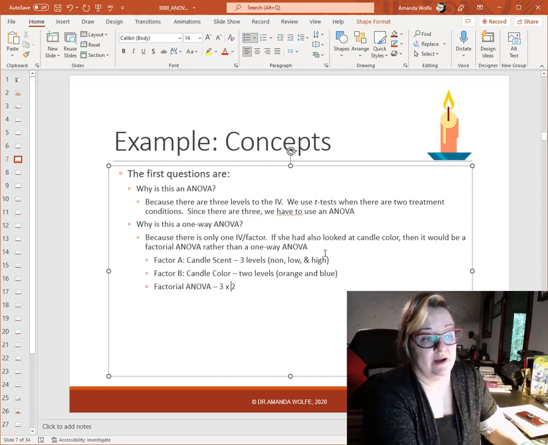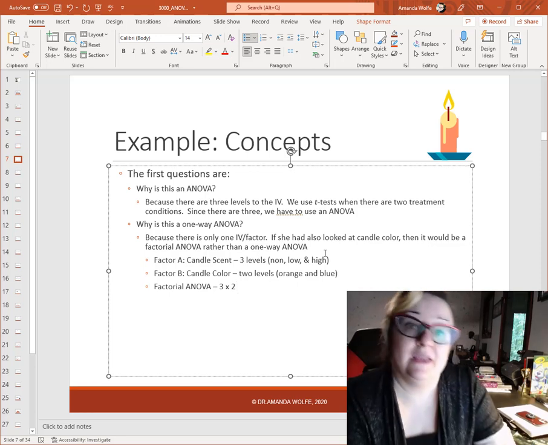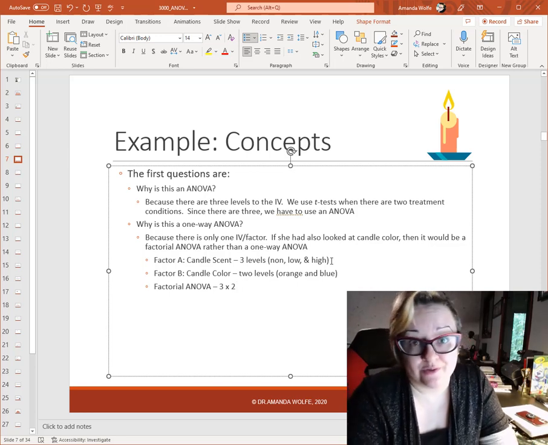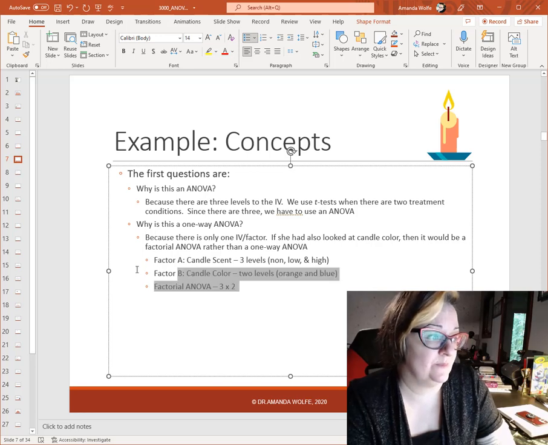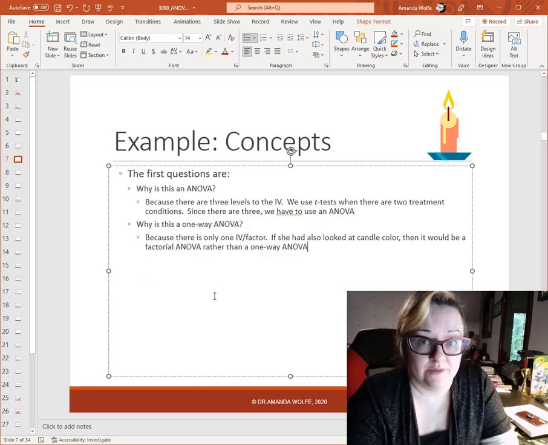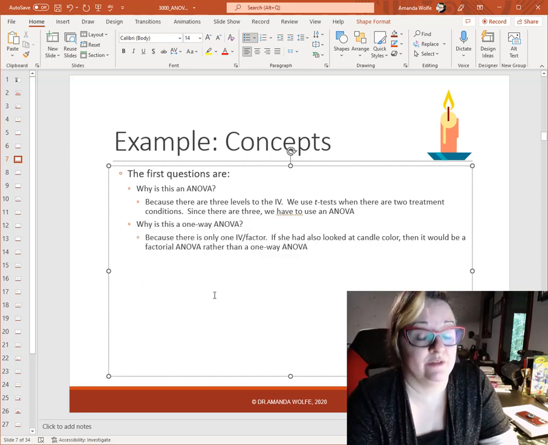Specifically, it would be a 3 by 2. But again, that's just an example so you can see what a factorial ANOVA would look like in this situation. This is a one-way ANOVA because we just have one factor with 3 levels.